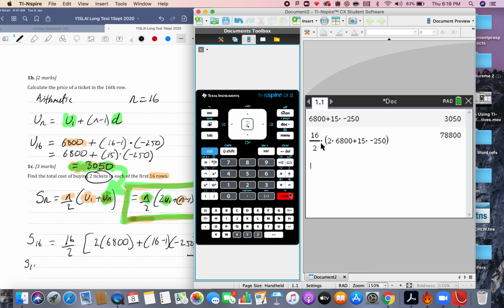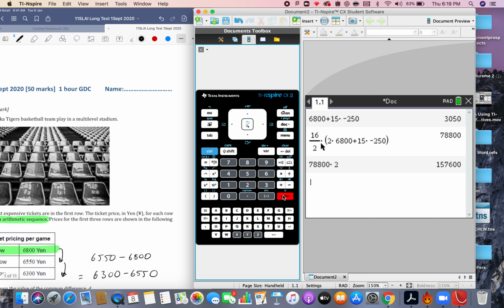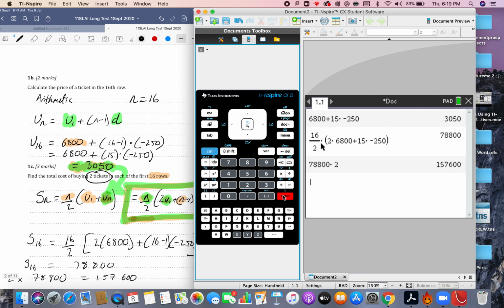So the sum of 16 tickets, that's one ticket in each of the first 16 rows, is 78,800. But of course we want 2 tickets, so we require 2 times 78,800. On your calculator, just keep the answer times 2. And that's 157,600. And then I think the units we'll put in that is yen. So we can just write yen there. And that's our final answer.